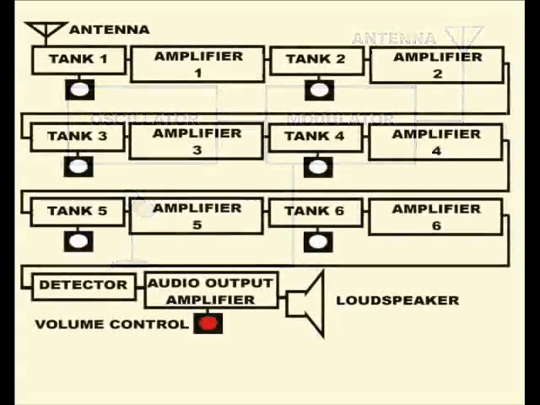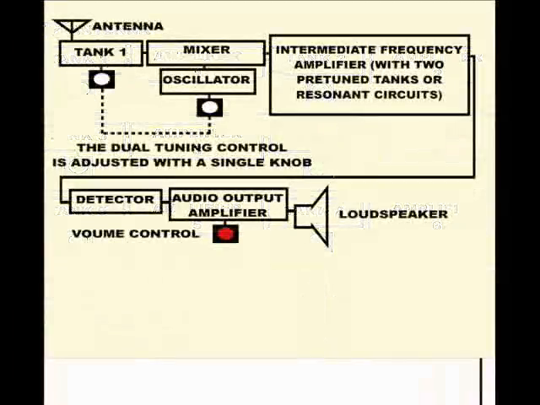Receivers started to be produced which used several stages of amplification, but it was very difficult to tune in a station, since the tuning circuits in each amplification stage, also called tanks, had to be carefully adjusted one by one. It was necessary to adjust up to 6 knobs in order to acceptably listen to a radio station. Then a breakthrough came up, which radically simplified the use of a radio receiver, the super heterodyne, also called superhet.